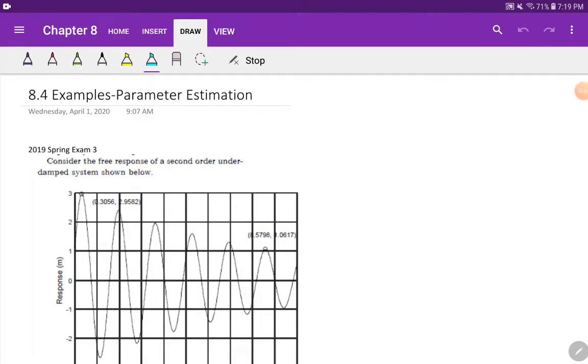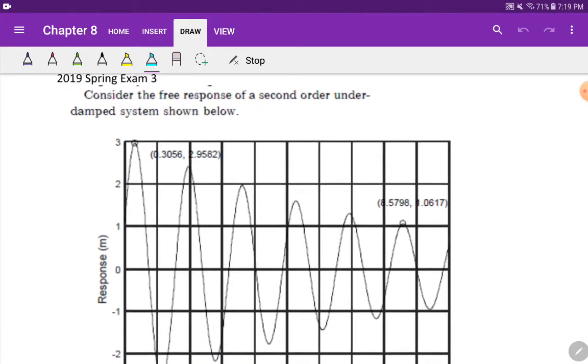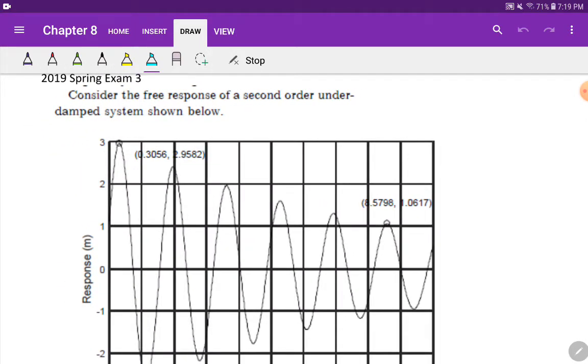Okay, let's do one more example before we finish with chapter 8. So this is under 8.4, and I'm only covering 8.4.4 if you recall. This was an exam problem from 2019 spring. It says consider the free response of a second order underdamped system. Of course, it has to be underdamped. Why? Because you can see it's oscillating.